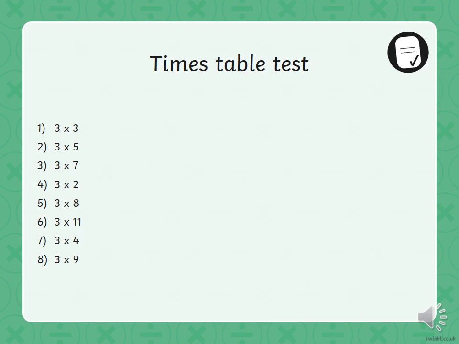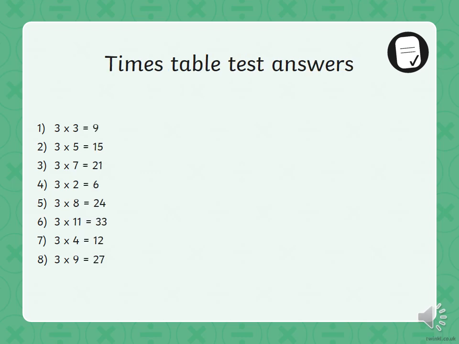Okay. Now these are your times tables test answers. 3 times 3 is 9, 3 times 5 is 15, 3 times 7 is 21, 3 times 2 is 6, 3 times 8 is 24, 3 times 11 is 33, 3 times 4 is 12, 3 times 9 is 27. As you can see how fast I've said it, that's how I want you guys to be able to respond back. 3 times 3, 9, 3 times 7, 21. That's how you guys should be able to do it with all the practice that you should be doing.